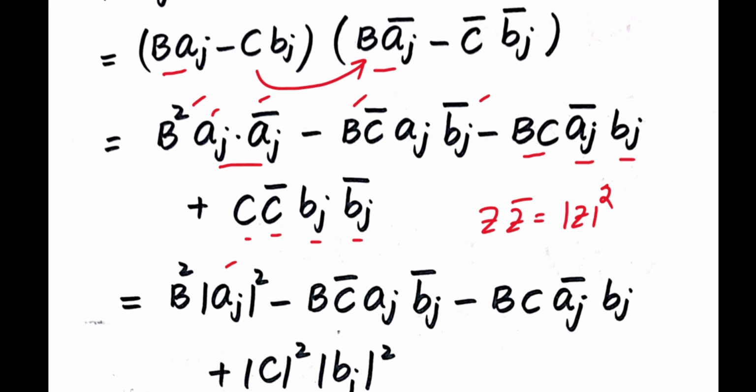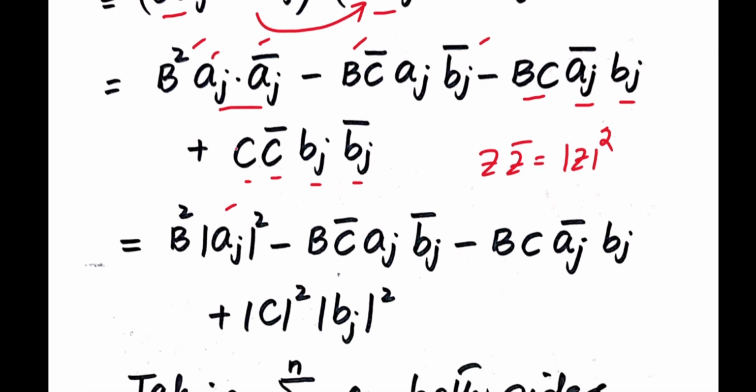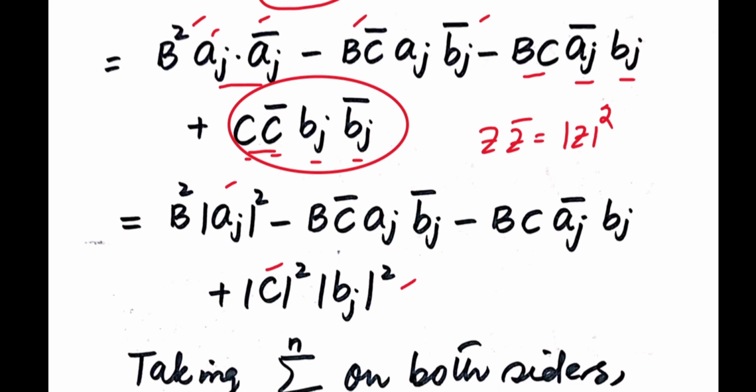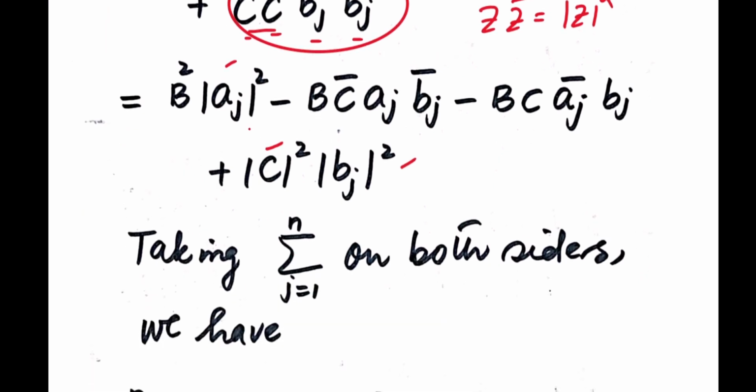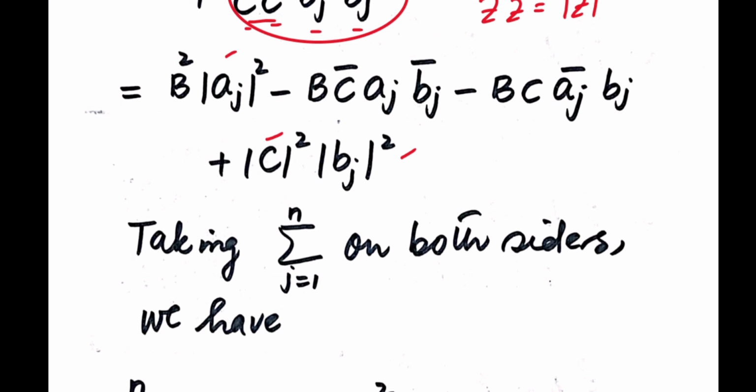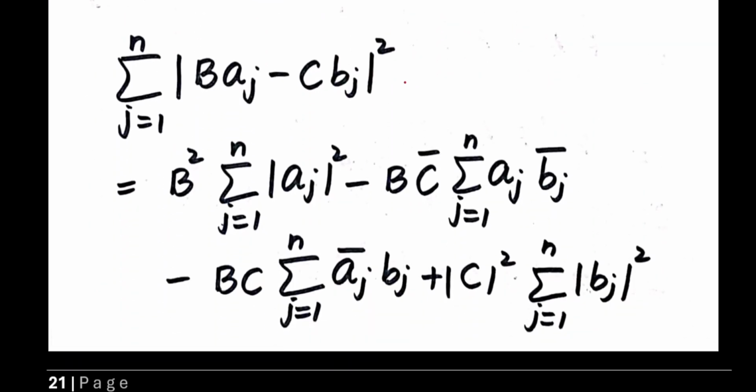And similarly, the last term can also be written as B_j modulus square, as C is a complex number and this is the product of C with its conjugate, so it also can be written as C modulus square. Now taking summation on both sides over each term, this was my left side, so I have B square into summation j is equal to 1 to n A_j square, and so on.